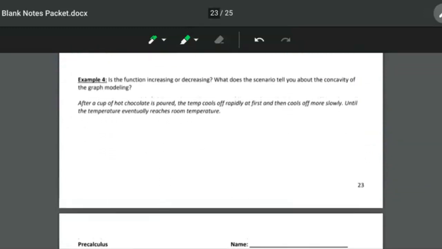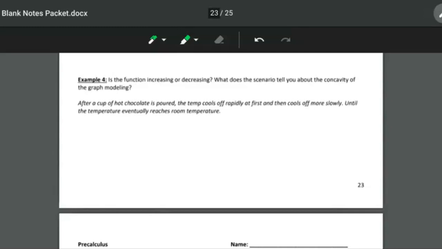All right, let's take a look at example 4. It says, is the function increasing or decreasing? What does the scenario tell you about the concavity of the graph modeling? So it says after a cup of hot chocolate is poured, the temperature cools off rapidly at first and then cools off more slowly until the temperature reaches room temperature. So let's try to draw a graph of this.